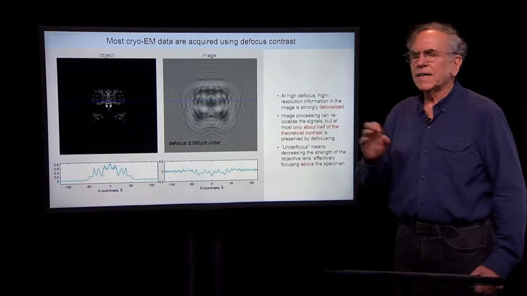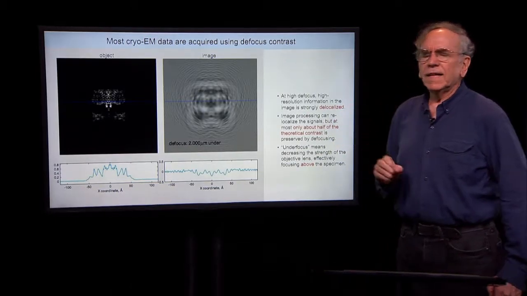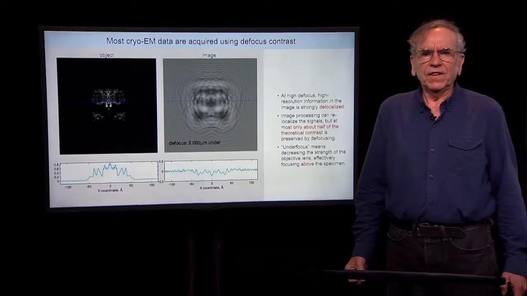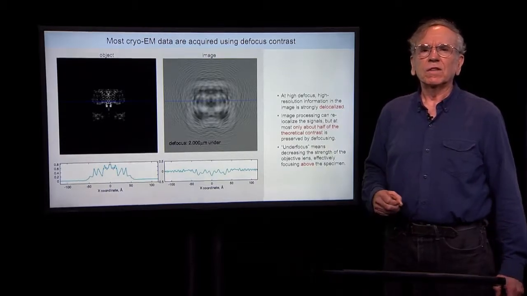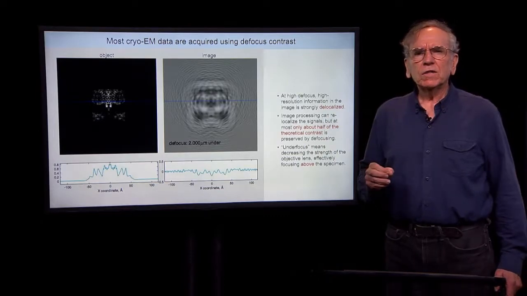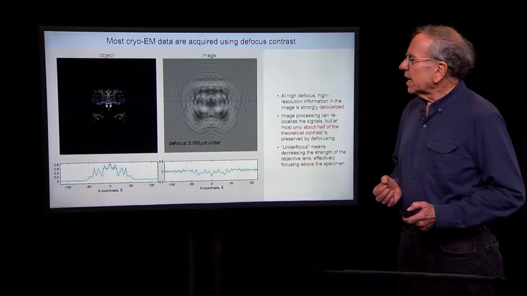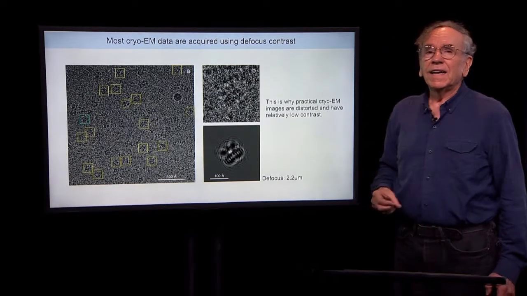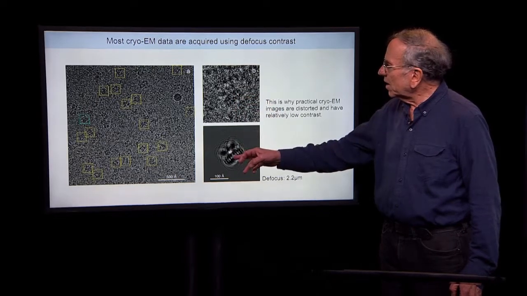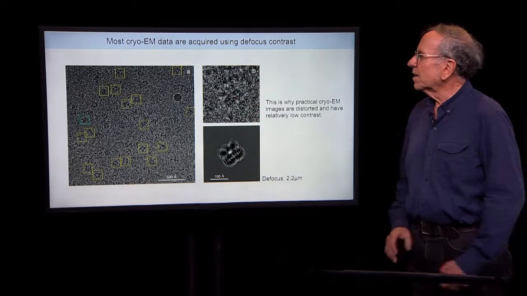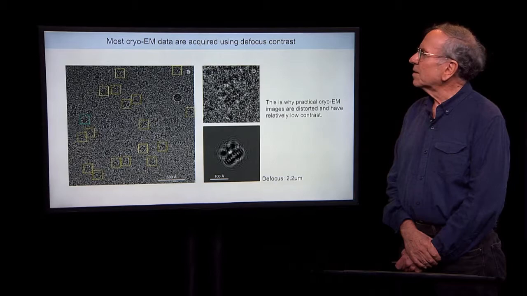It turns out that this delocalization can be undone computationally, but in the end, we get less contrast than we could if we had a perfect phase contrast microscope. This is why there's a lot of interest in phase plate technology, which we'll talk about later, but at the moment, most CryoEM images are taken with this kind of defocus contrast. And that contrast is lower than it theoretically could be, and of course it's the low contrast of the objects that we are taking pictures of that contributes to the low signal-to-noise ratio.